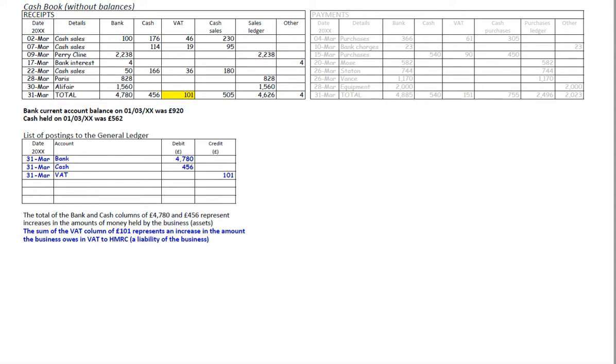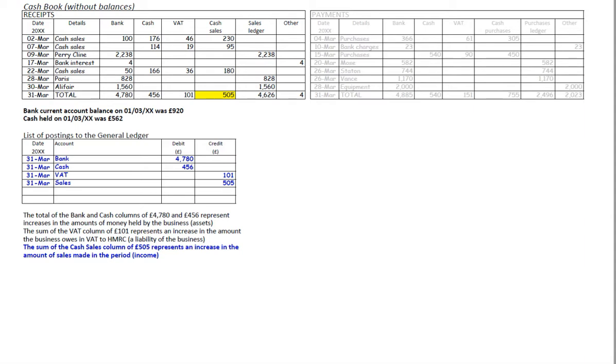We'll now move on to the next column, and this is the cash sales column, and we will credit our sales account with the total of that column. So £505 is credited to the sales account. Now, it's a credit because it represents an increase in the value of the business's sales, which is a form of income.